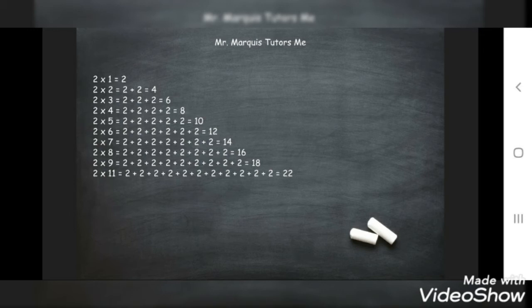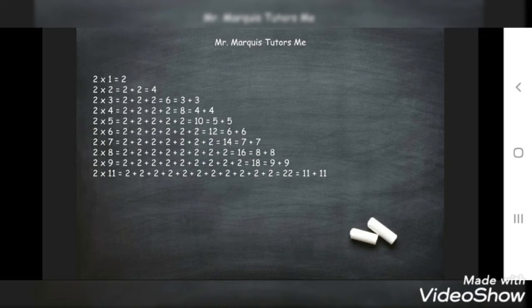You write 2 four times, 2 five times, 2 six times, and you'll see that the answers are doubling. 2, 4, 6, 8, 10, 12, 14, 16, 18. 2 times 10 is 20. 2 times 12 is 24.